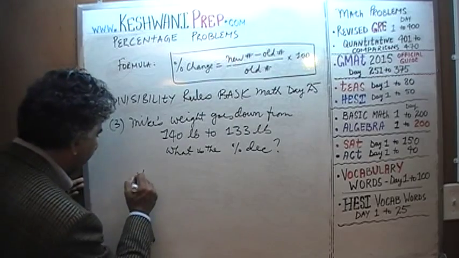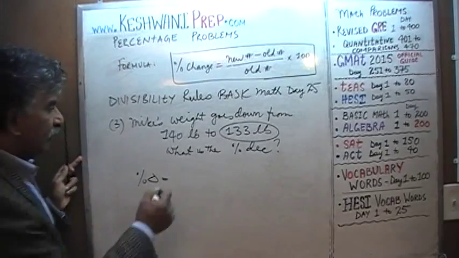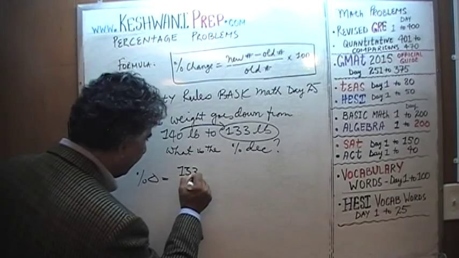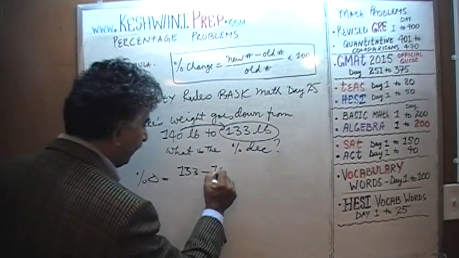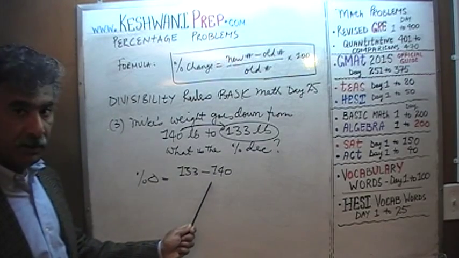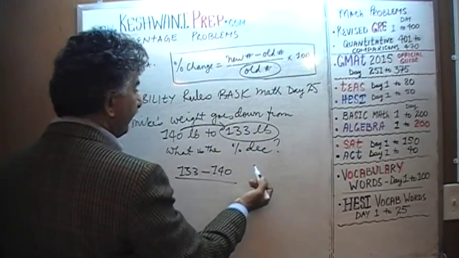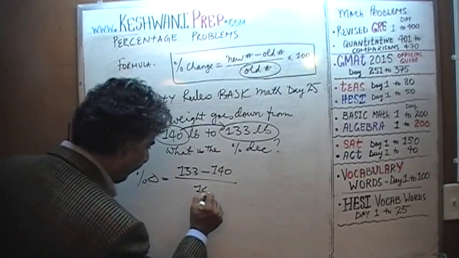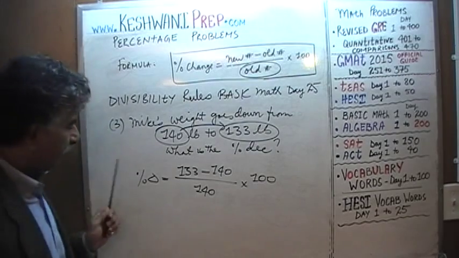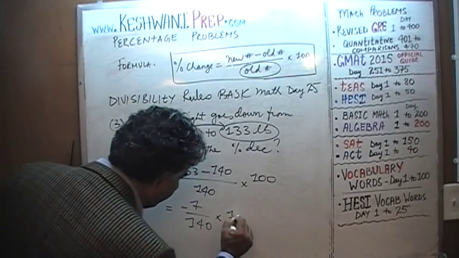So again, percentage change we know is the new number, in this case 133, because it goes from 140 to 133. So the new number is 133 minus the old number, which is 140. As you can see, it's going to give us a negative quantity, and the negative quantity tells us that it is going down, over the original number, the number that we started out with. His original weight was 140, times 100. 133 minus 140 gives us negative 7 over 140 times 100.